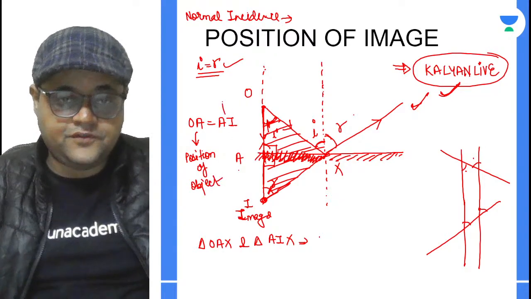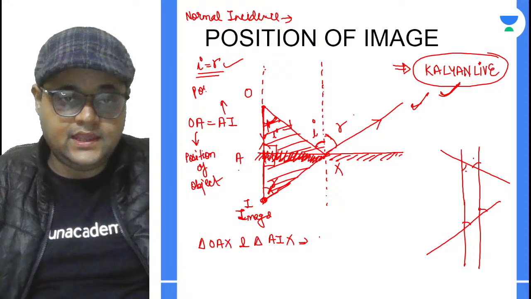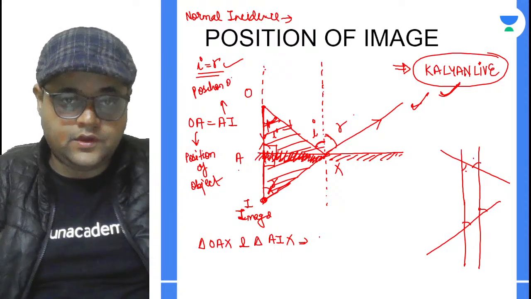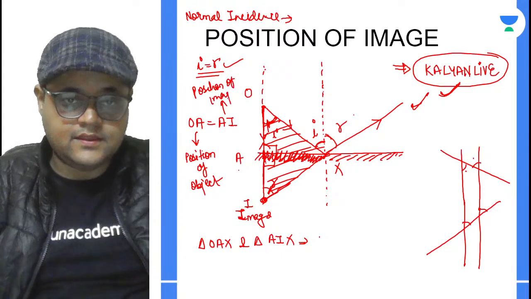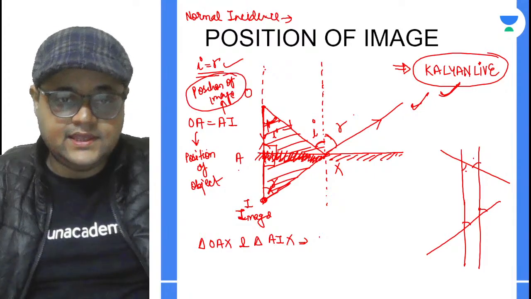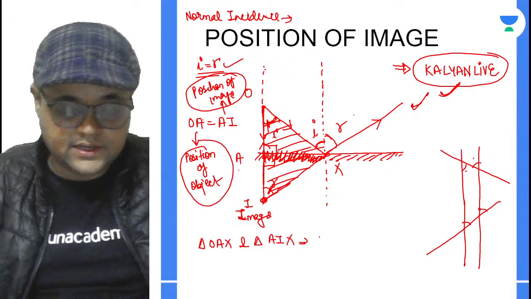This is the position of the object. This is the position of the image. Okay. So you can clearly see, since the two triangles were congruent.